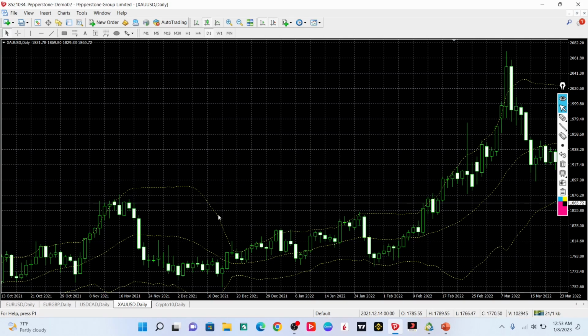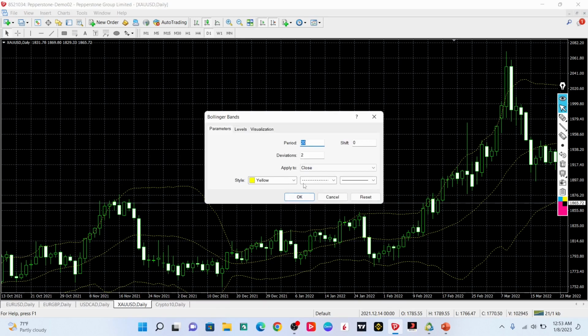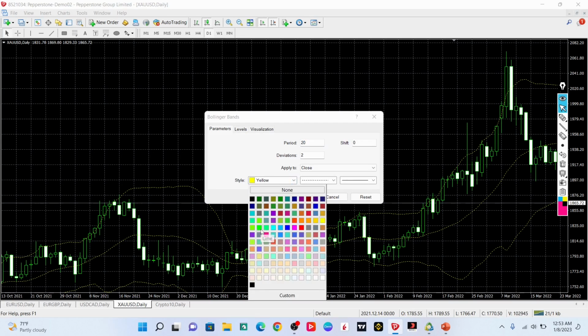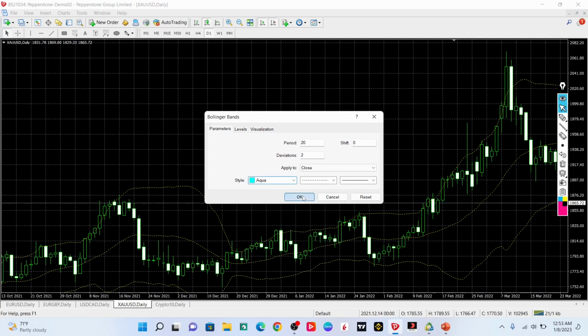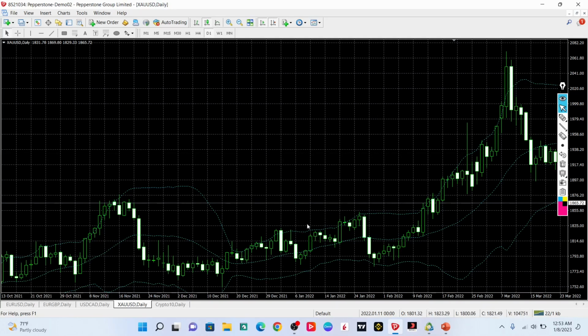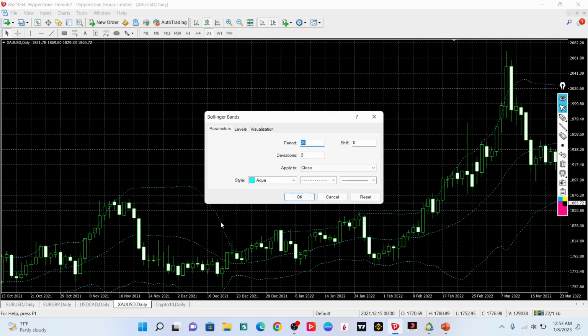Yellow is yellow. Okay, let me get a better color. Aqua. I think this is more visible to the majority of people. Increase the size at least 2.